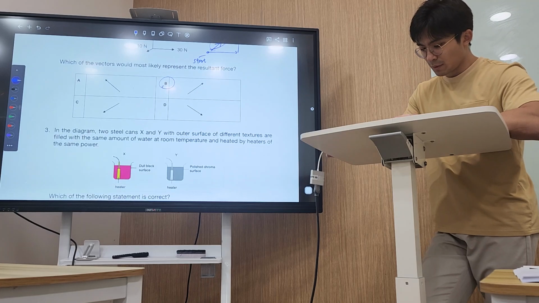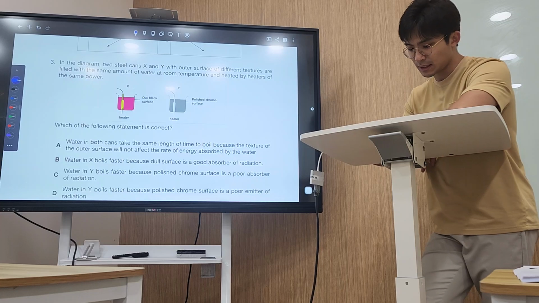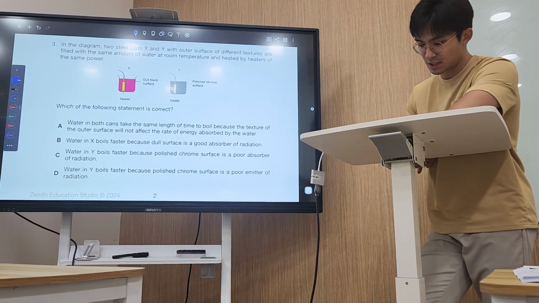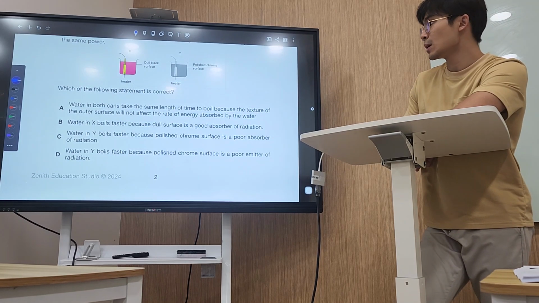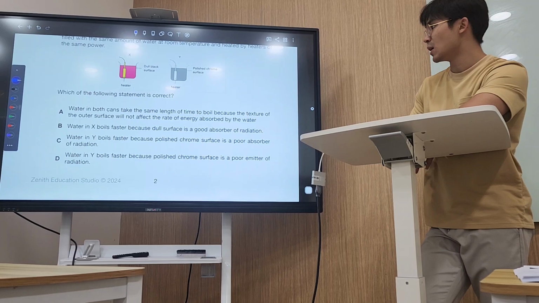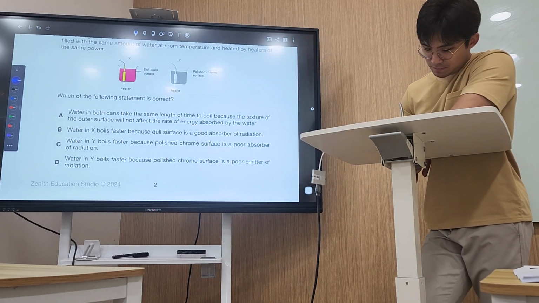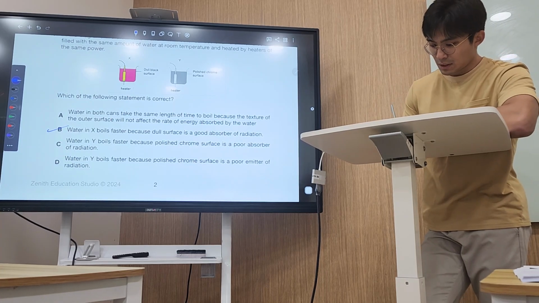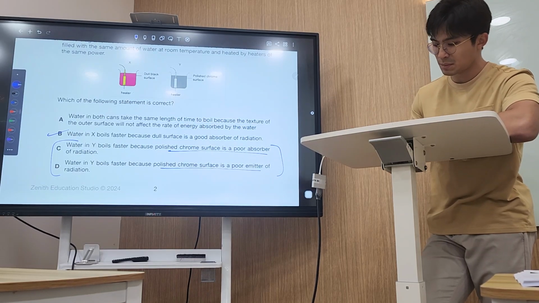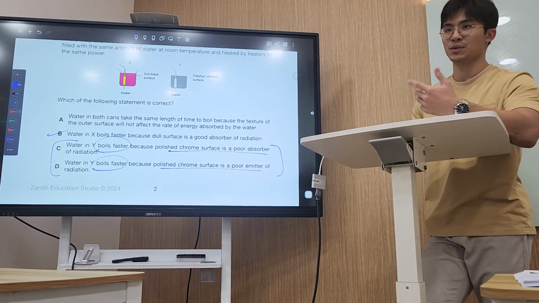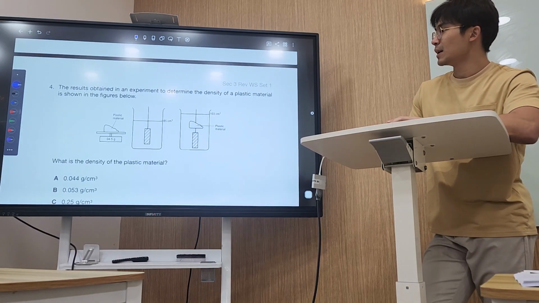Question 3. In the diagram, 2 steel cans X and Y with outer surfaces of different textures have the same amount of water heated at the same power. Which one of the following statements is correct? B. Water in X will boil faster because dull surface is a good absorber of radiation. Agree. Good. Yes, indeed, your polished chrome is a poor absorber, and a poor emitter. So why would it boil faster? It makes no sense. Okay, good.